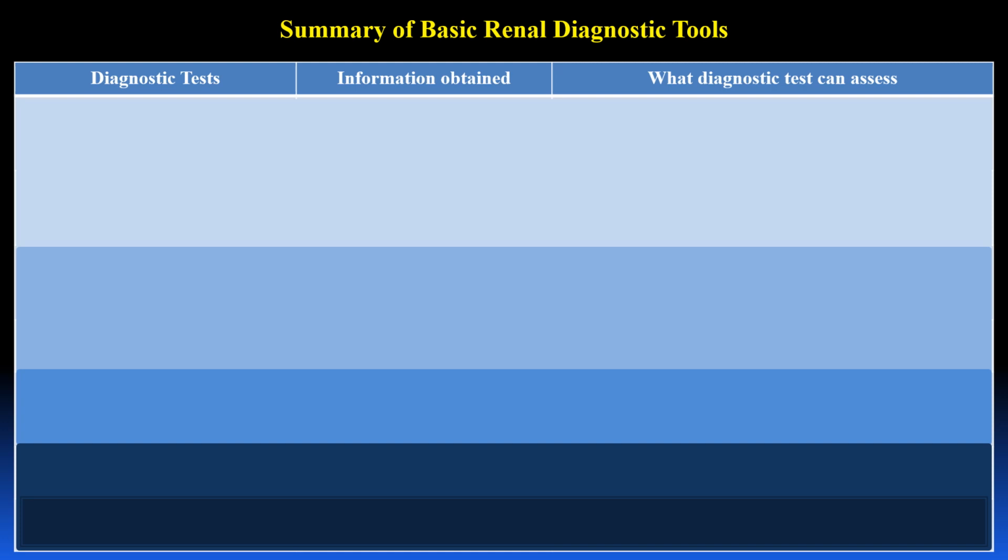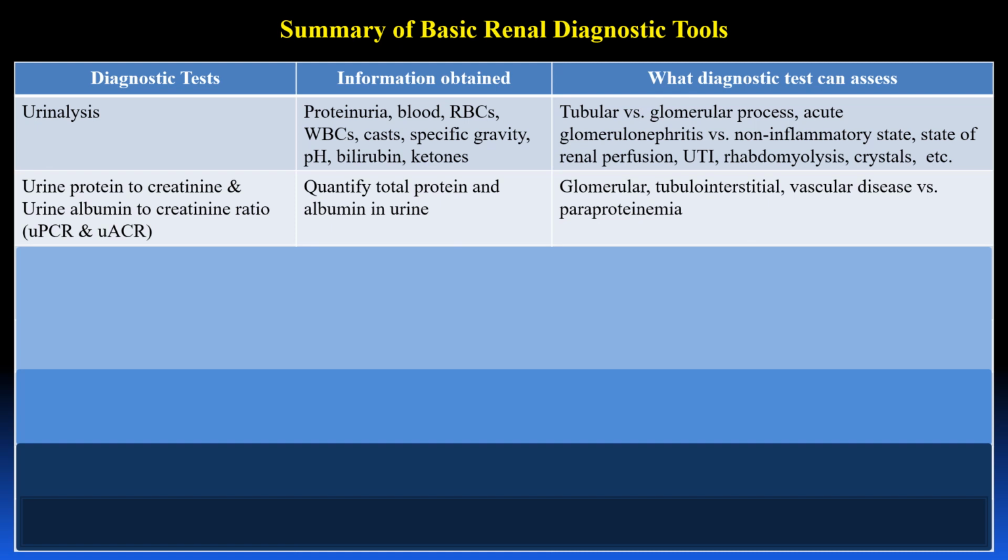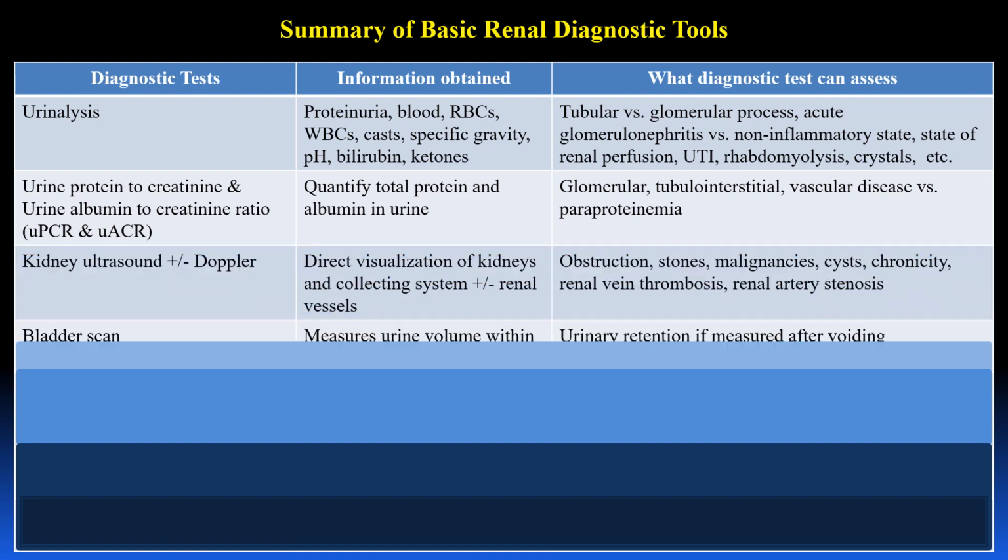Summarizing basic tools that may be used to diagnose kidney injury. Urine analysis and urine protein to creatinine and urine albumin to creatinine ratios can offer clues to the source of the kidney injury. That is, does the injury come from glomeruli, tubules, interstitium, or blood vessels? Kidney ultrasound and bladder scan can offer information about renal structure and collecting system. Dopplers can offer information about blood flow in renal arteries and veins.